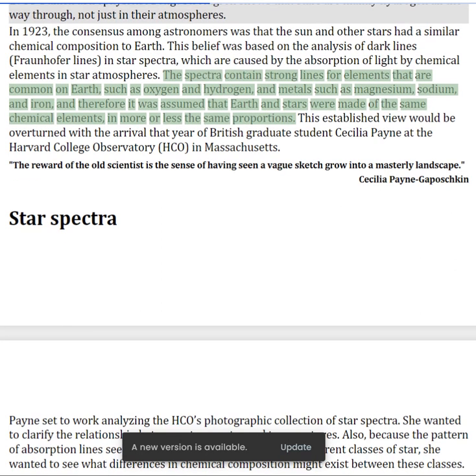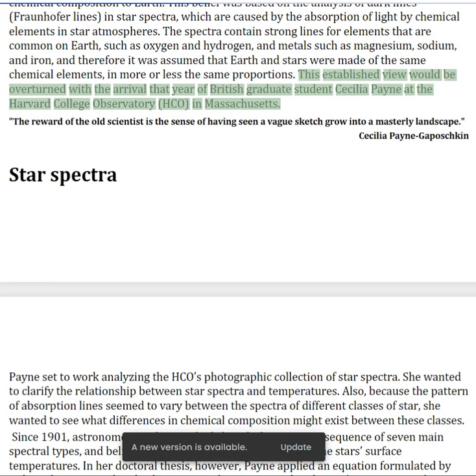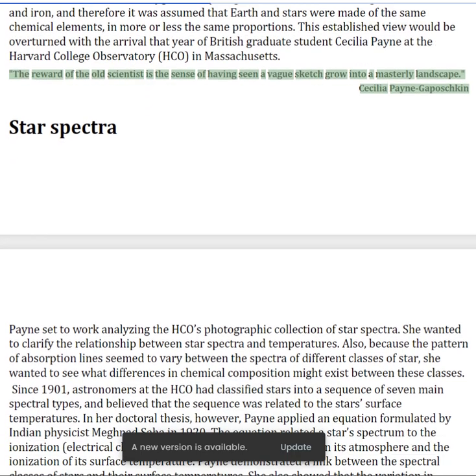The spectra contain strong lines for elements that are common on Earth, such as oxygen and hydrogen, and metals such as magnesium, sodium, and iron, and therefore it was assumed that Earth and stars were made of the same chemical elements, in more or less the same proportions. This established view would be overturned with the arrival that year of British graduate student Cecilia Payne at the Harvard College Observatory in Massachusetts. "The reward of the old scientist is the sense of having seen a vague sketch grow into a masterly landscape." Cecilia Payne-Gaposchkin.